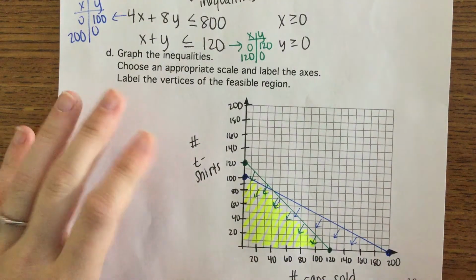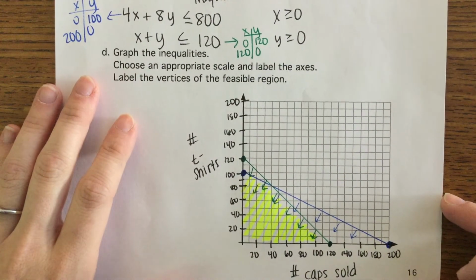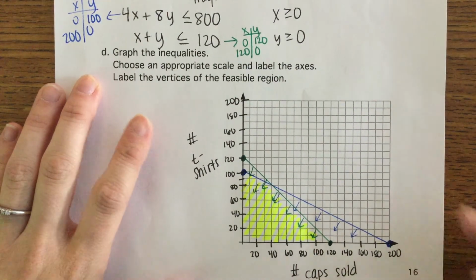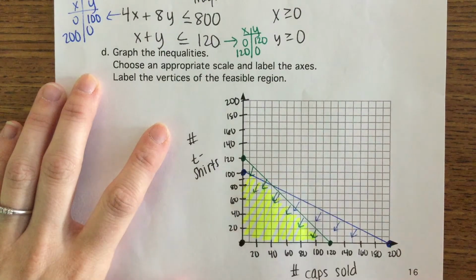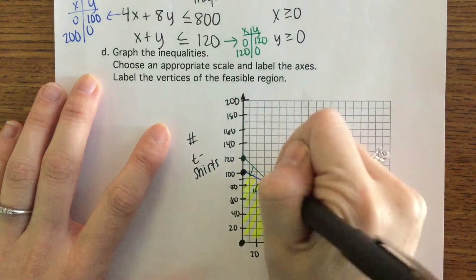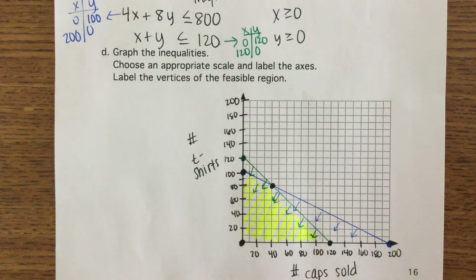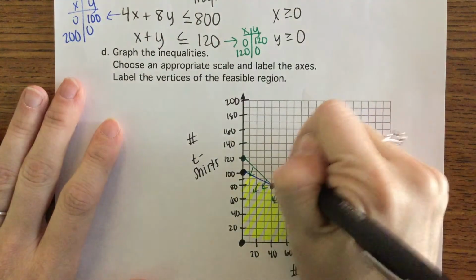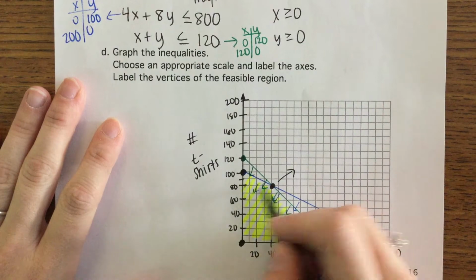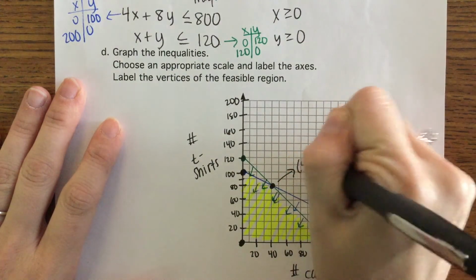We need to find all of the vertices. How many vertices are there for our feasible region? 4. We have the origin. We have this one. We have that one. And we have this one. This point looks to be 40, 80.